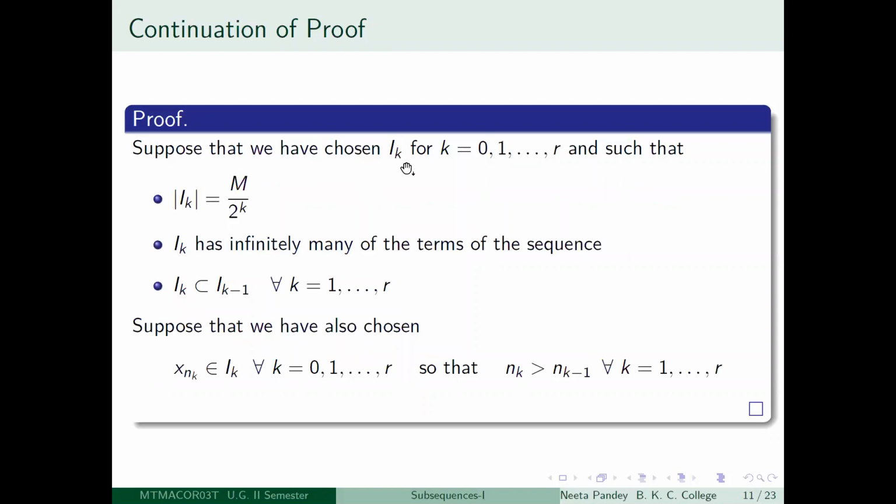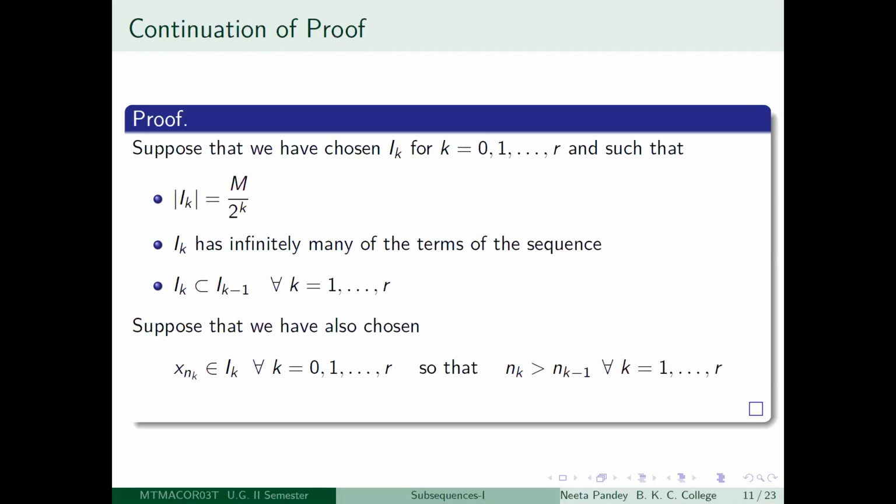So suppose we have chosen I0, I1, etc. till Ik. Then the length of Ik is equal to capital M divided by 2 to the power k, right? At each stage it will become half of the length of the previous one. Originally I0 had length M, so I1 had length M by 2. What will be the length of I2? It will be half of M by 2, so M by 2 squared. And the length of I3 will be half of M by 2 squared, so M by 2 cubed, and so on.